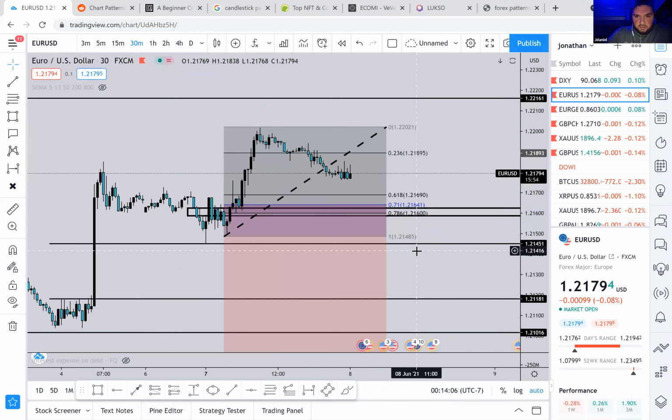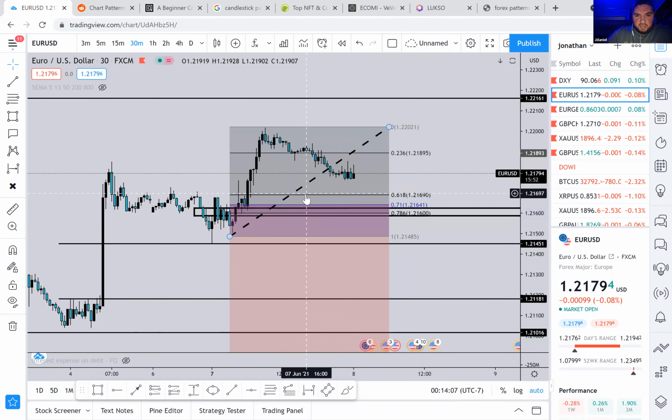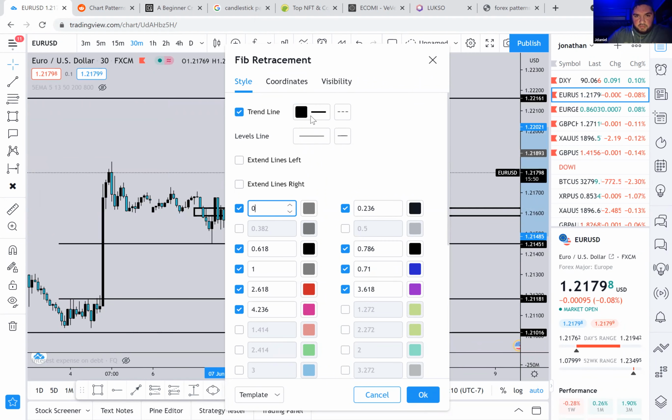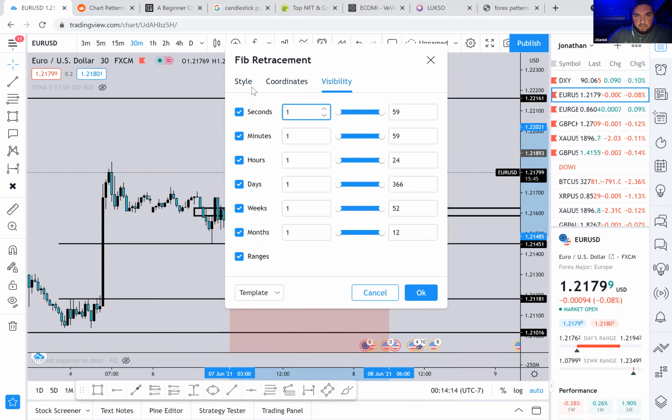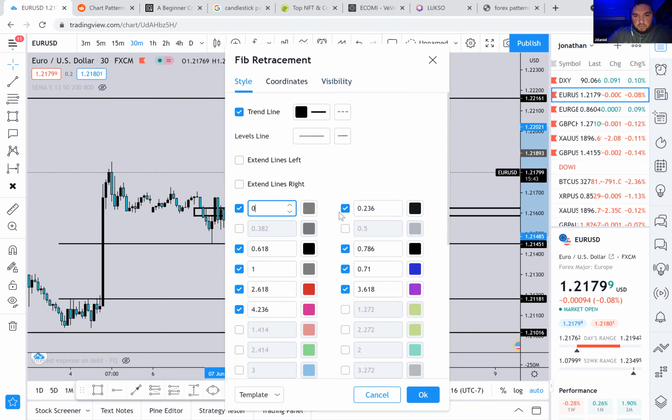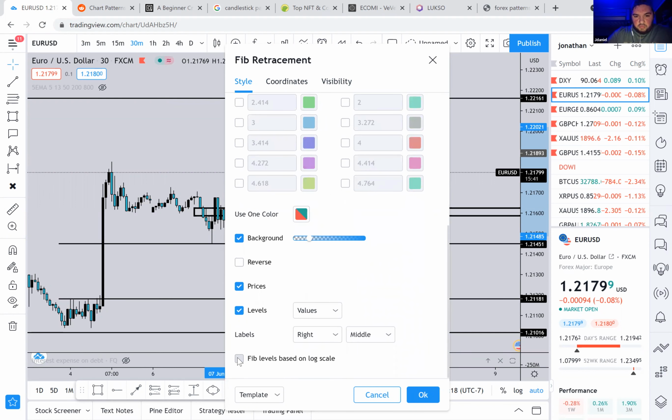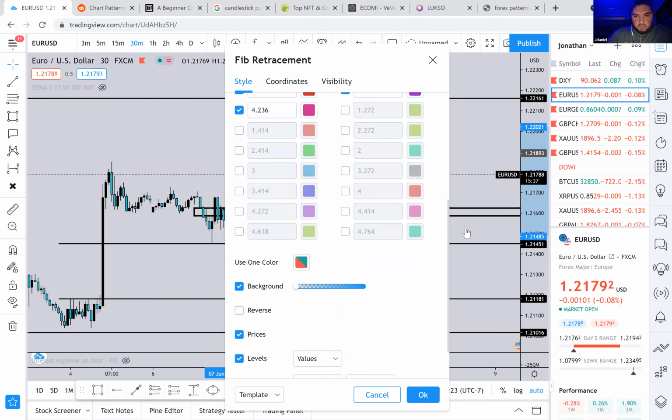Is that it? I'm trying to get this background to change. Hold on, guys. I don't remember how to take the background now. Oh, there we go.